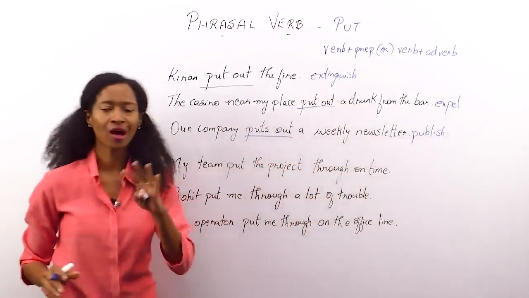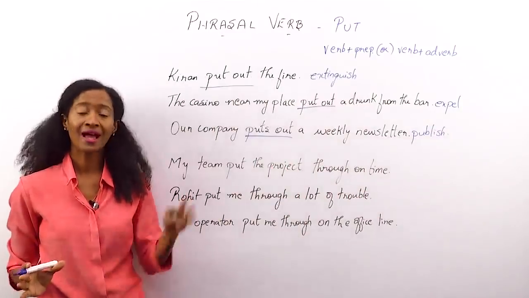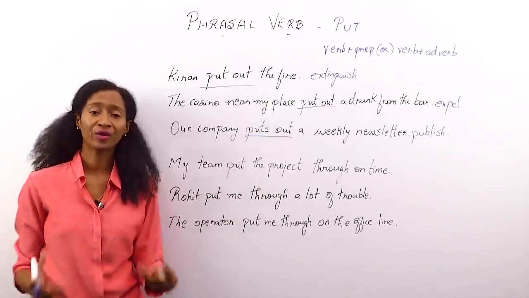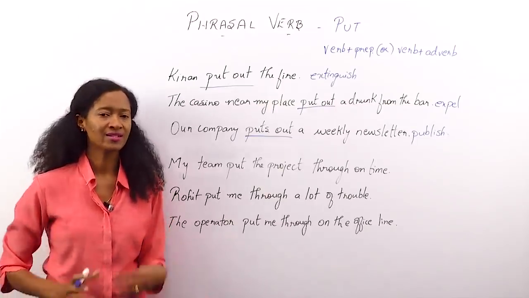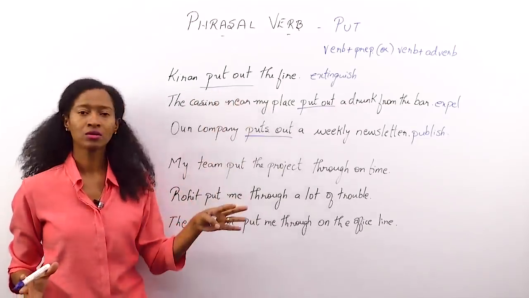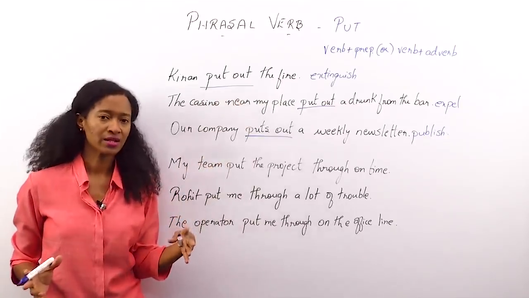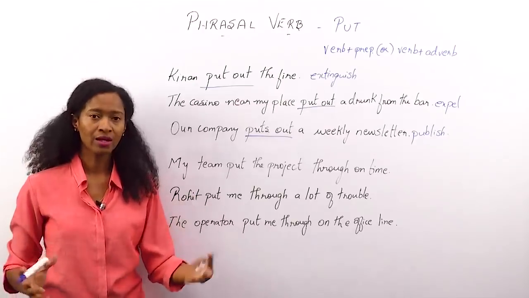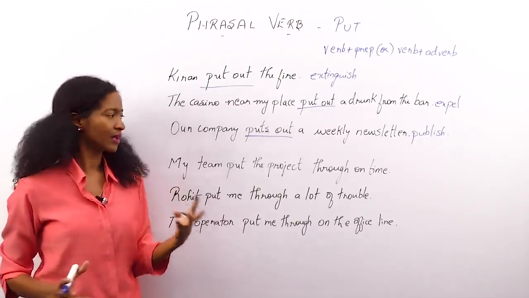So did you notice how put out, one phrasal verb, has different meanings in different contexts, right? Remember we said we will look at how one phrasal verb can have different meanings in different contexts. So put out, looking at these 3 example sentences, has 3 different meanings: extinguish, expel and publish. Let's look at the next context.